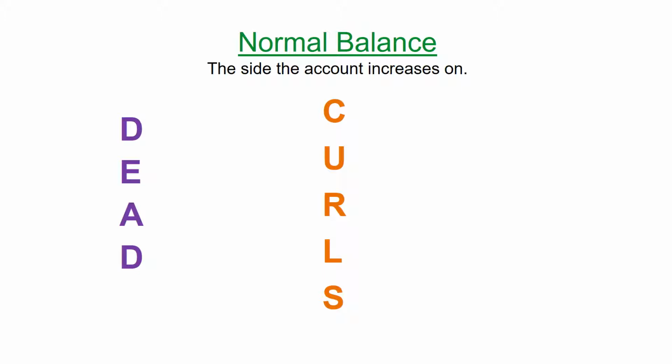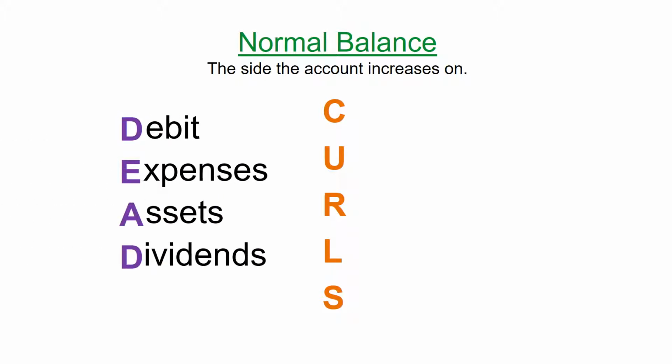Debt accounts increase with a debit. And these are expenses, assets, and dividends. So these accounts all have a normal balance of a debit. When you're increasing the accounts, you would debit. When you're decreasing the accounts, you would credit.